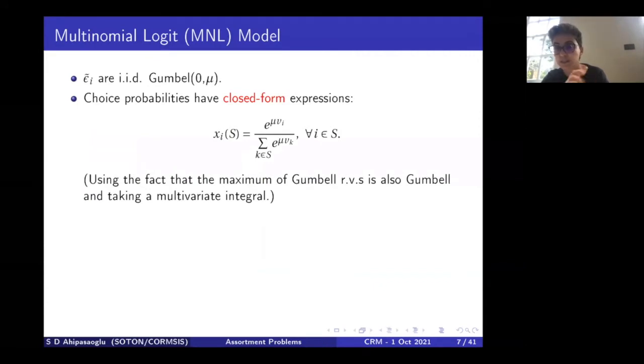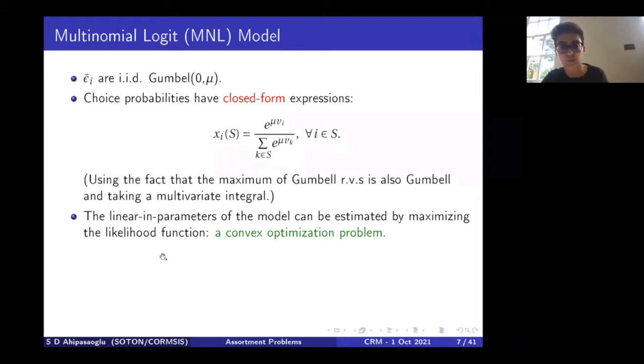choice probabilities have a closed form, which is the ratio of a function of the utility of the product we are looking at over the sum of the function of the rest of them. This is a very nice property because it is closed form, and because of this it's very easy to work with numerically. You can work with a very large number of alternatives, and you can have applications in various domains. On the other hand, it has some drawbacks that we will see.